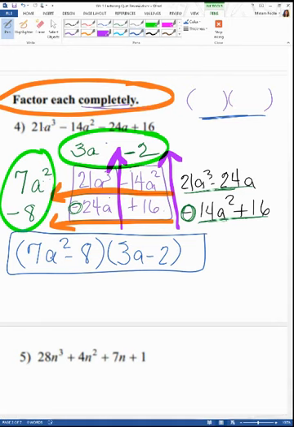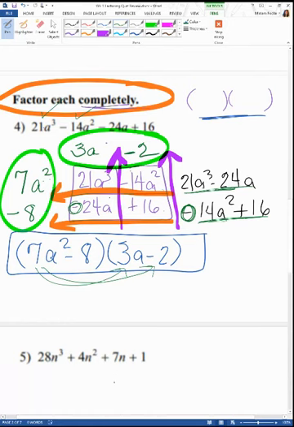And I am going to double check my work. 7a squared times 3a is 21a cubed, so I can either locate it in the cell or where I started. 7a squared times negative 2 is negative 14a squared. Again, it's in the second cell or it's the original problem. I don't have to do both. I'm just letting you know it's there.